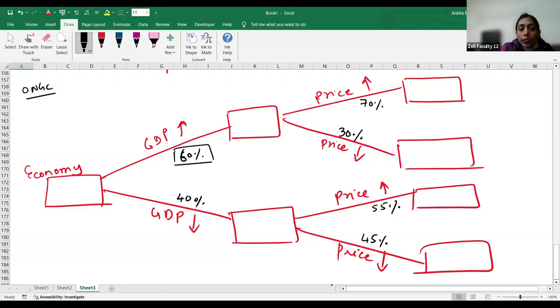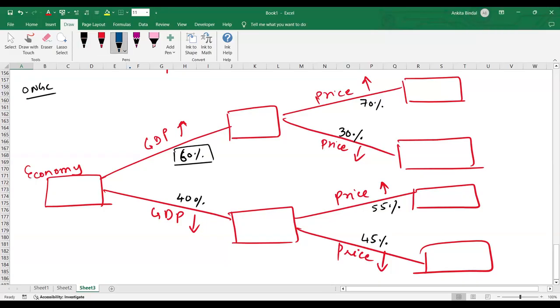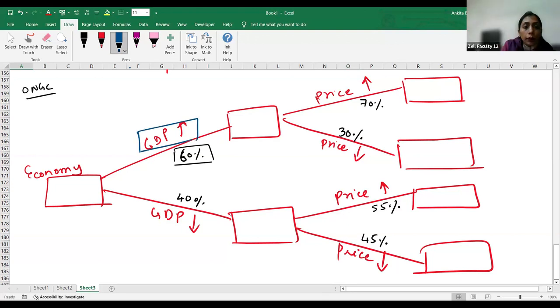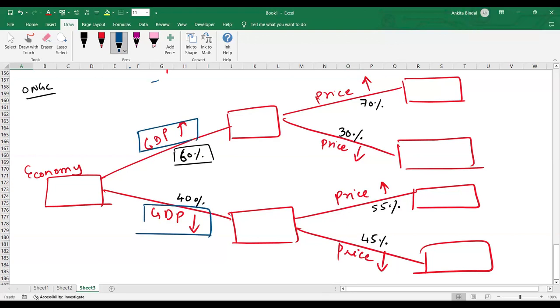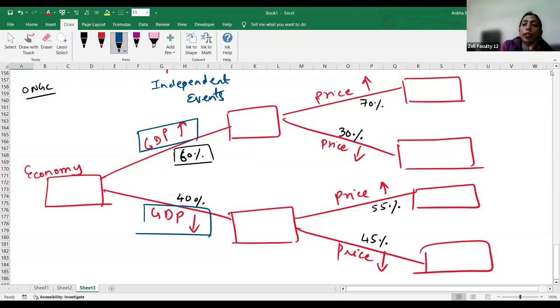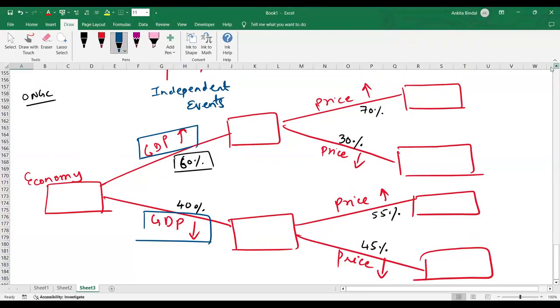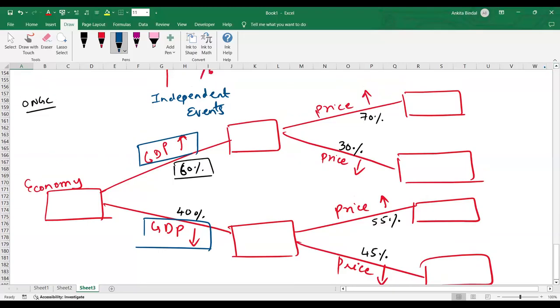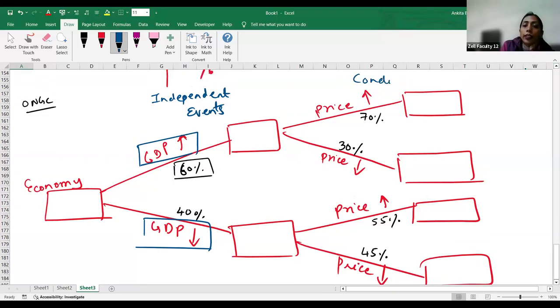Okay. First, identify all the independent events. Can you tell me the independent events here? GDP going up and GDP going down. These are my independent events. Now tell me, what are the conditional events? All the price factors. So price going up, price going down. These are conditional events.